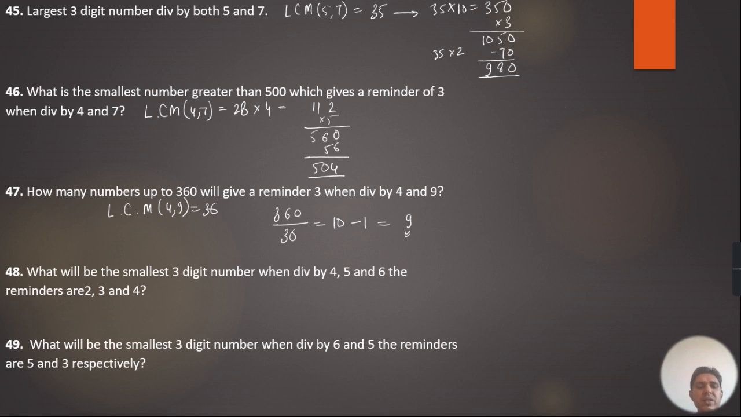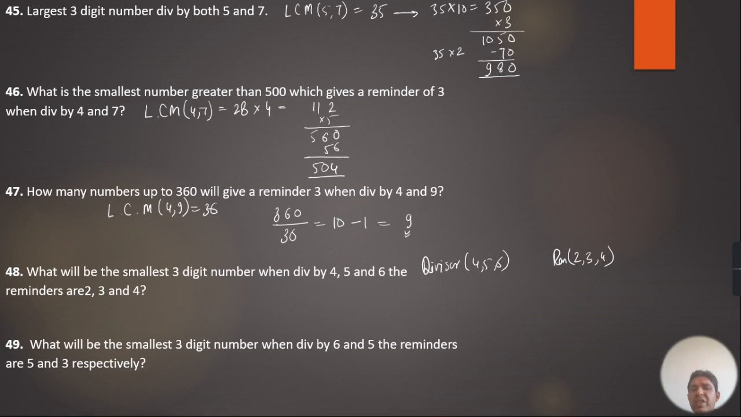Coming to the next question that we have, question number 48. What will be the smallest 3-digit number when divisible by both 4, 5 and 6? The remainders are 2, 3 and 4. Right? So here divisors are given. Divisors are respectively 4, 5 and 6. And remainders are given. Remainders are respectively 2, 3 and 4.